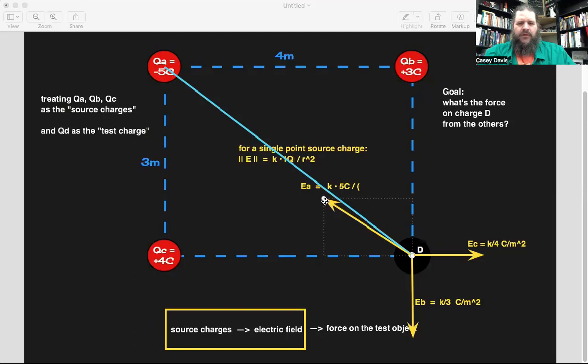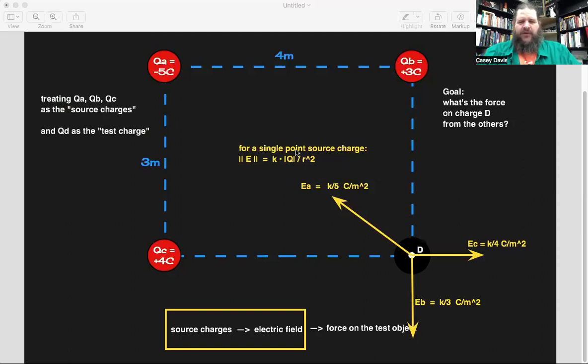5. Yeah. And how do we figure that out? 3, 4, 5 triangle. So the 3, 4, 5 right triangle. Or if you don't remember that, you can always use Pythagorean theorem, 3 squared plus 4 squared, and take the square root. So we know we got a 5 meter distance, which means we can just take K times 5 coulombs divided by 5 meters squared. 5 over 5 squared reduces to 1/5, so that'll be K over 5 coulombs per square meter.